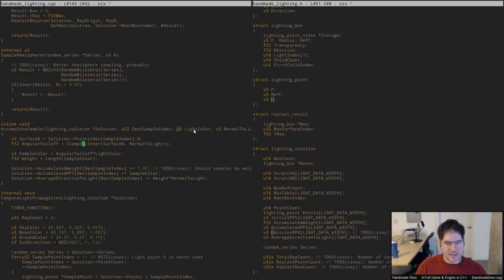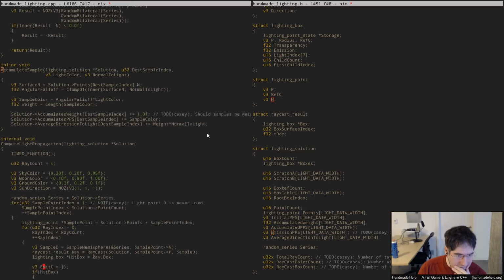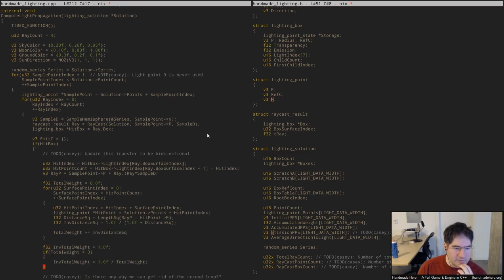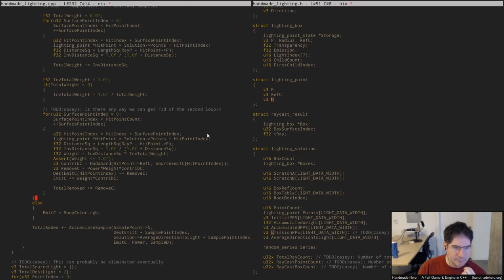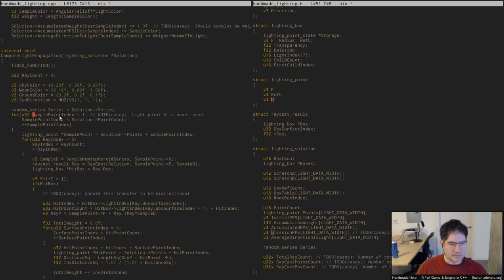I'm not sure if we want to pass in an additional scalar here because it could be optimized potentially. That way we'll see in a second. But looks pretty good. So let's go ahead and move accumulate sample down here into what we're actually doing. So we now know the sample that we're accumulating is this one.